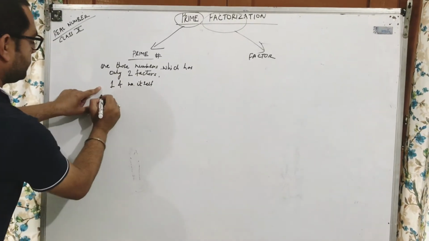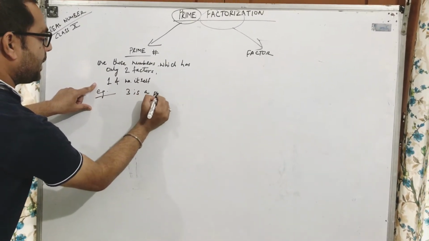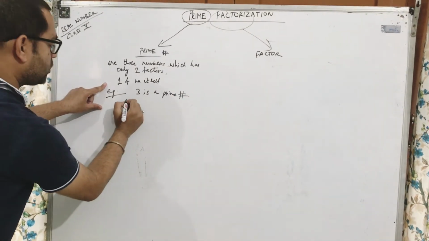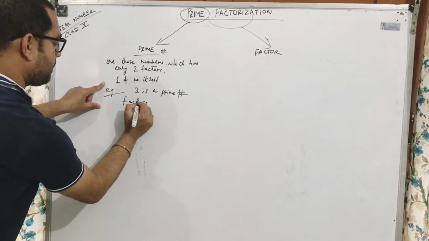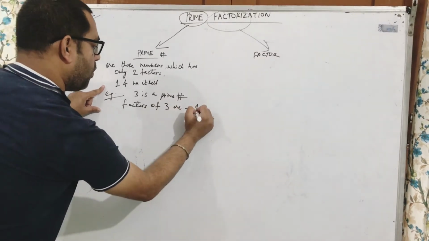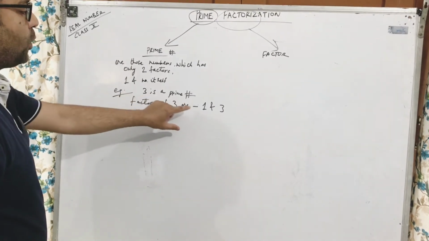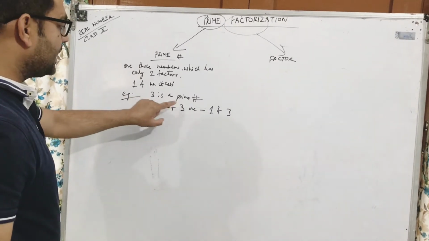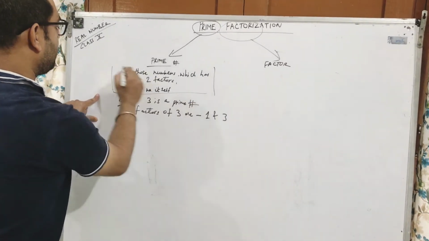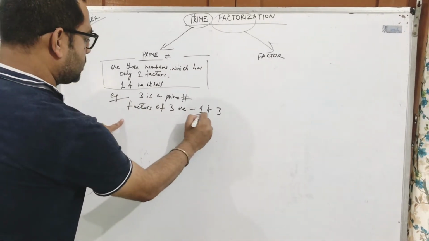For example, 3 is a prime number. Now we will see the factors of 3. Factors of 3 are 1 and 3, because 3 can be divided by only 1 and 3. So 3 is a prime number. Why is 3 a prime number? Because according to the definition, a prime number has only two factors. Now 3 has only two factors, 1 and 3.